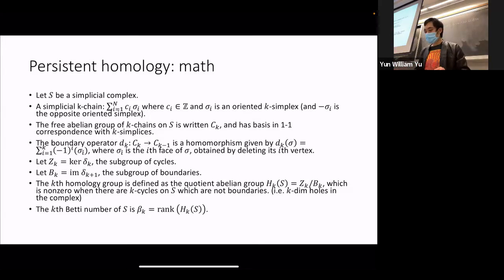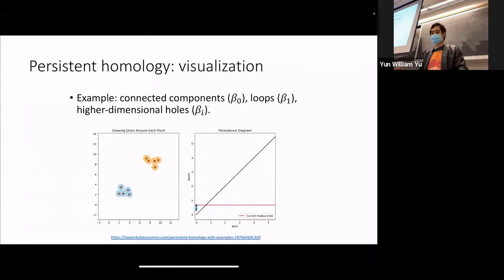Okay, I'm not going to talk about all the group theory and topology. Here are some pretty pictures I got from the internet, just to give you a flavor of what's going on. So basically, it's what I was saying. This is just looking at connected components. You can also look at loops and higher dimensional holes.